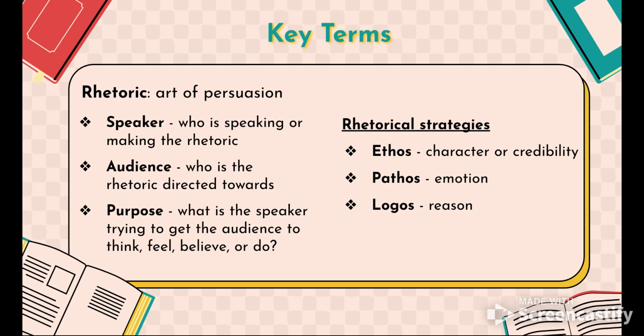And the methods that speakers use are what's called rhetorical strategies. And there are 3. The first one is called ethos, and that's the appeal to character or credibility. We have pathos, which is using an emotional appeal to persuade someone. And then lastly, we have logos, which is using reason, arguments, facts, statistics.